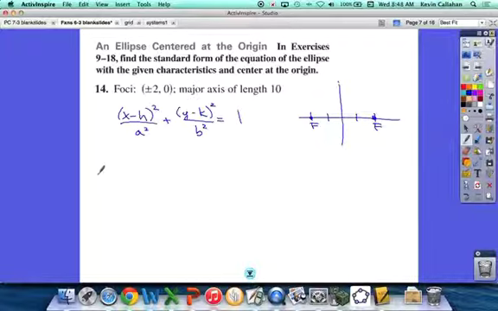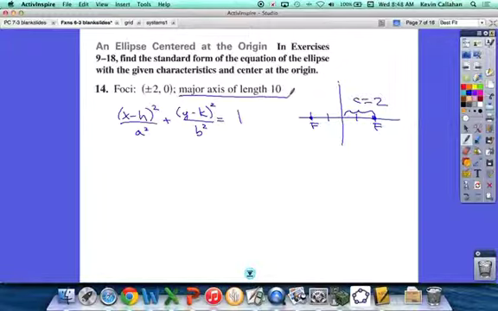Which of those three letters did they just tell us by telling us where the foci are? What does this distance represent? The center to the focus is c. We know that c is 2, right? But we need to know a and b, right? How can we use this piece of information to know either a or b?